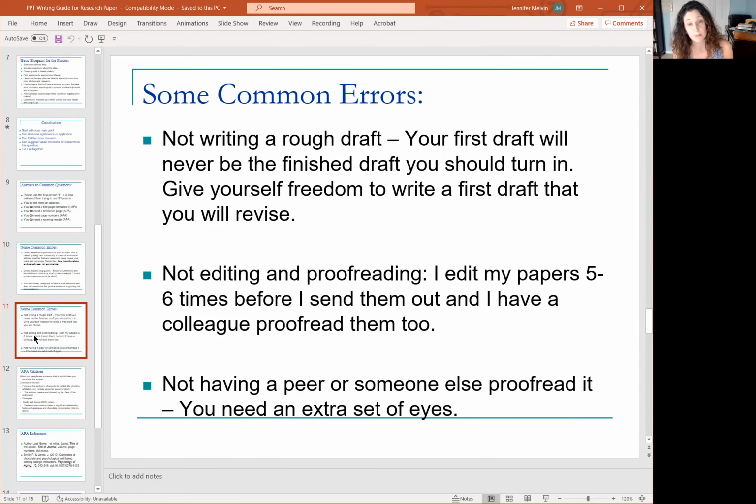All right, so some common errors that students make: not writing a rough draft. Guys, I have been a professor at Flagler College now for 6 years, and I don't think I've had more than 10 people write a rough draft and show it to me before the paper's due. If you write a rough draft and you get it to me at least 10 days before the paper's due, I will give you feedback free of charge. But if you wait until the 11th hour and want me to look at your paper, it's not going to happen. I'm really serious about that.